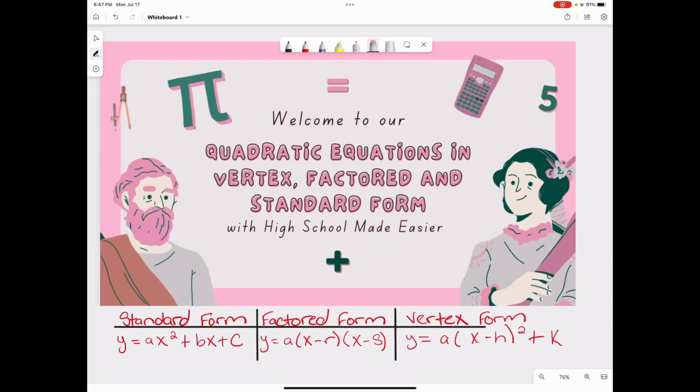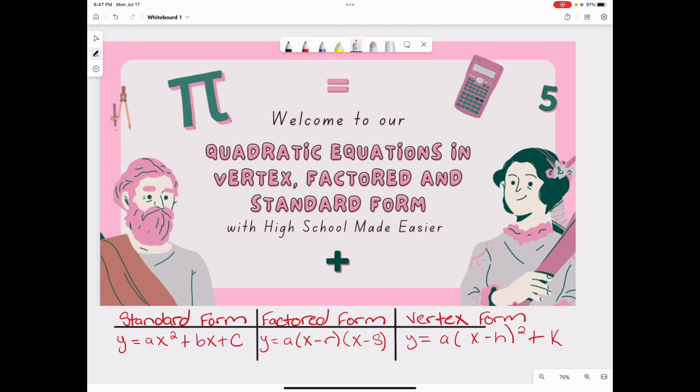Today we're going to be talking about quadratic equations in vertex, factored, and standard form. So first we have to know what the format is for each form. And if you look at this chart right here, it gives us the format and how each type of question is and where the numbers go.